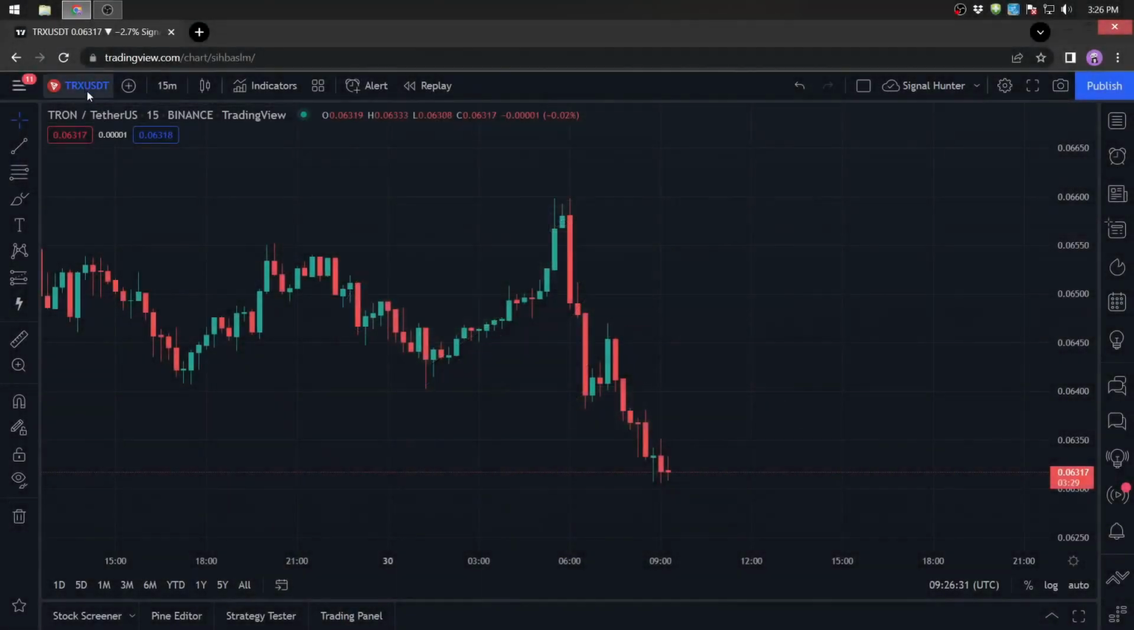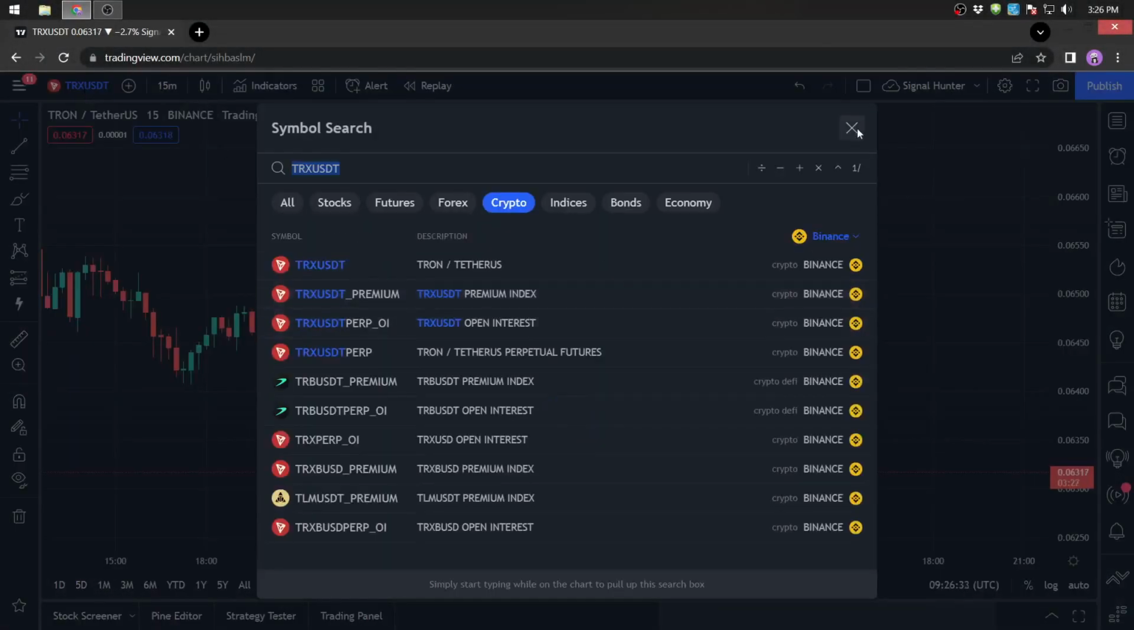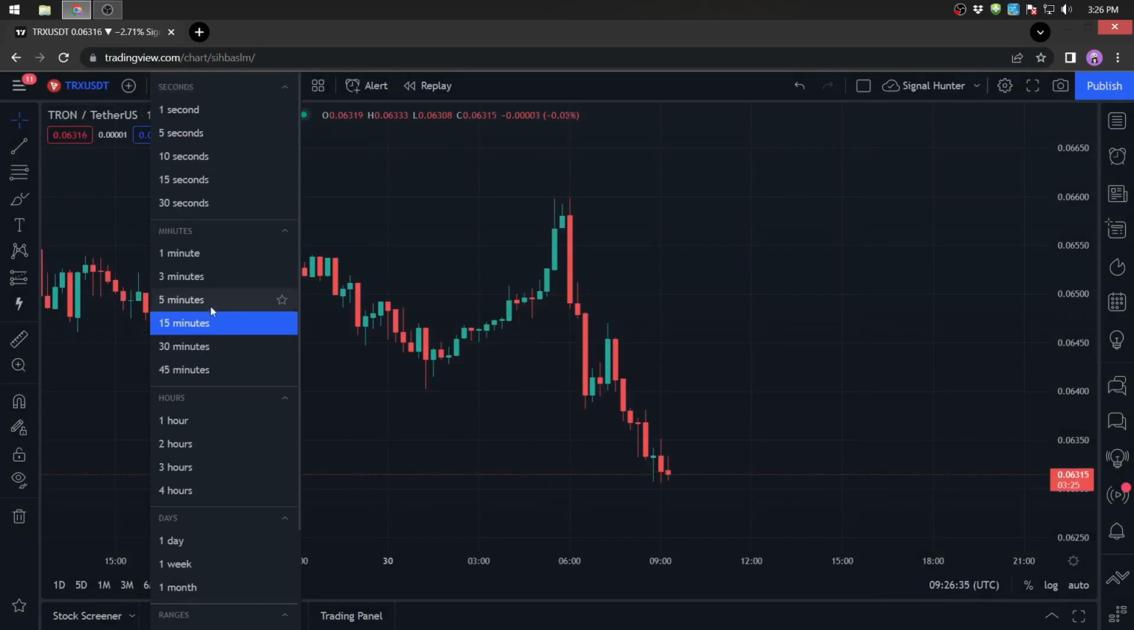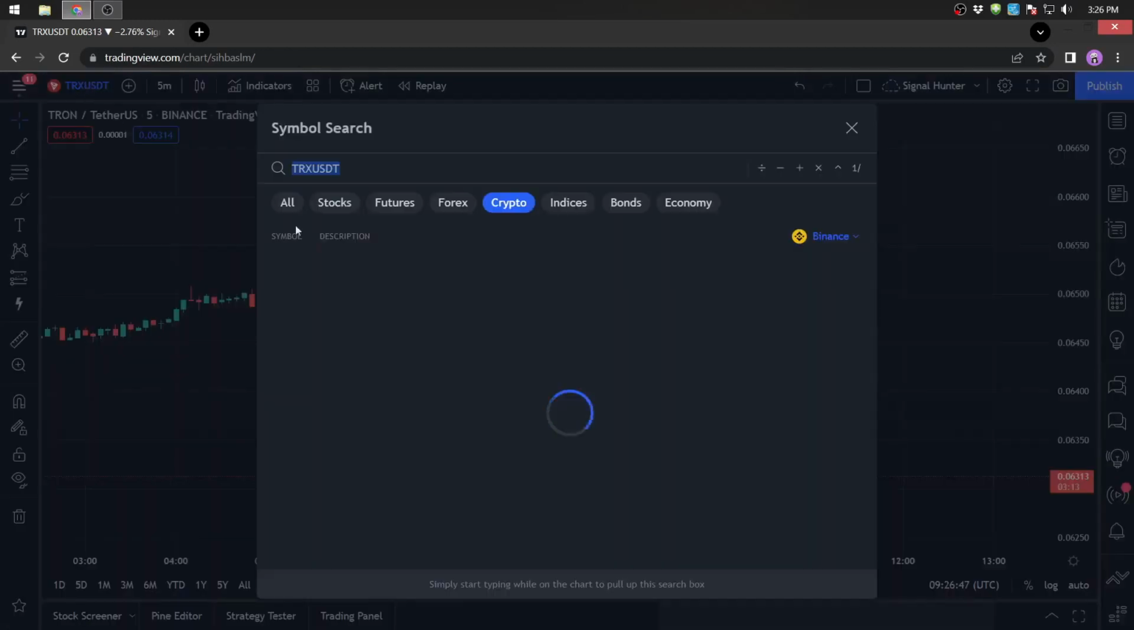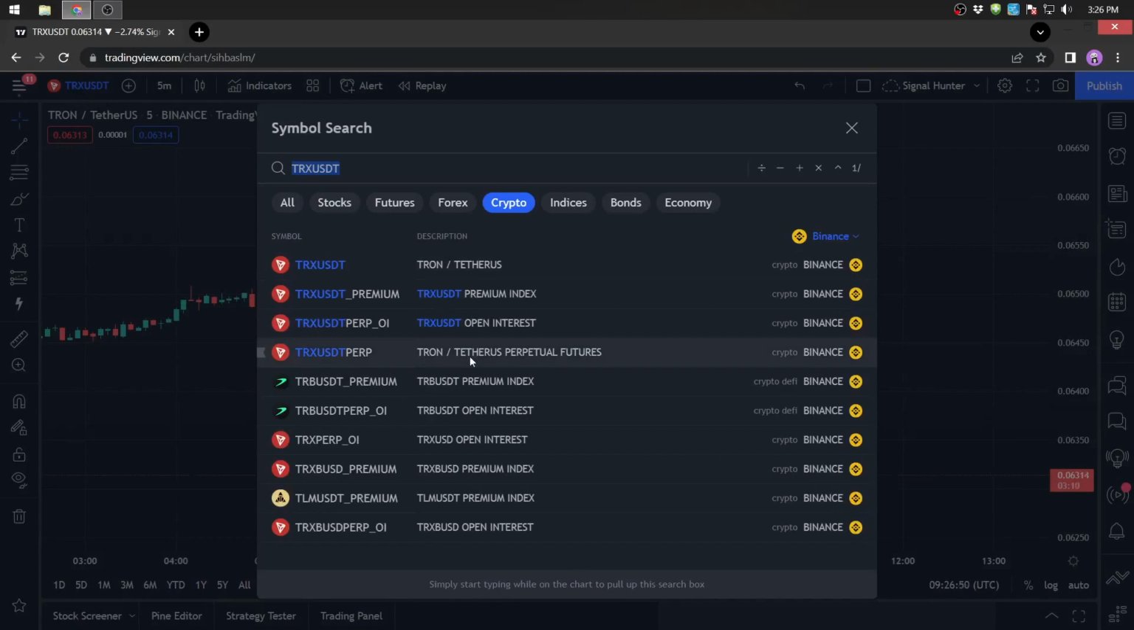So first I select TRX USDT and the 5-minute time frame. This strategy works very well with 5-minute to 1-hour time frames. And another thing, from the TradingView asset library, you must select your asset and trading platform because it's very important. Otherwise, the price will not sync with your platform and it could be the reason for your trade failing.